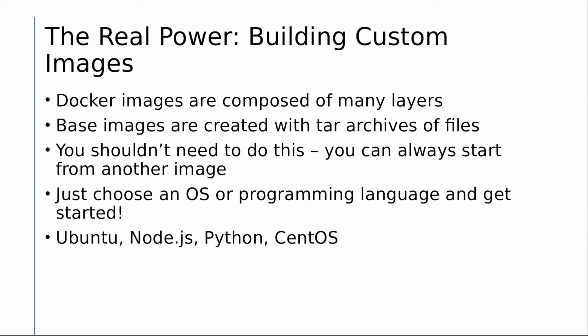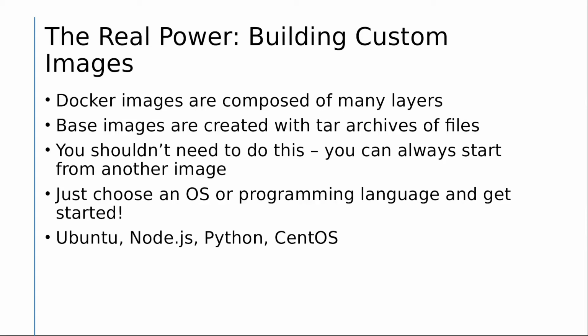Docker images are composed of many layers. Base images, if you ever want to make a base image, like how do they get the Ubuntu image, right? It's actually a tar file, I believe, at the very base. And then from that point, once you have the tar file done, you can use FROM to just start from another image. So you should never really have to do the tar method. That's just like under the hood type stuff.